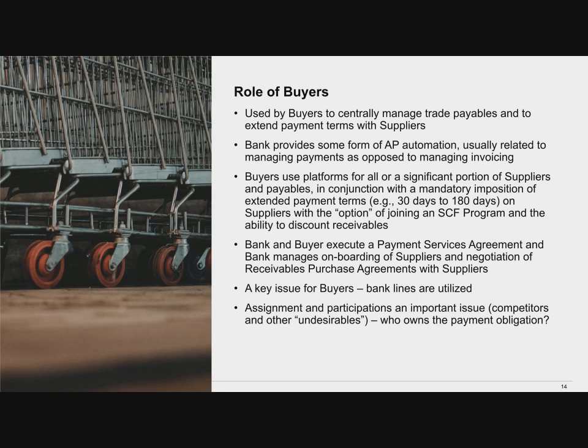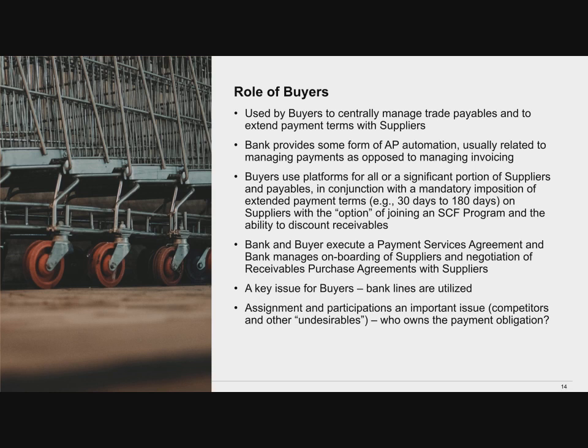So looking at the role of buyers, buyers use these programs to centrally manage their trade payables. The bank or non-bank platform often provides a degree of AP automation, often relating to managing payments as opposed to managing invoices, although a lot of these platforms these days do extend to providing e-invoicing and other invoice management systems.